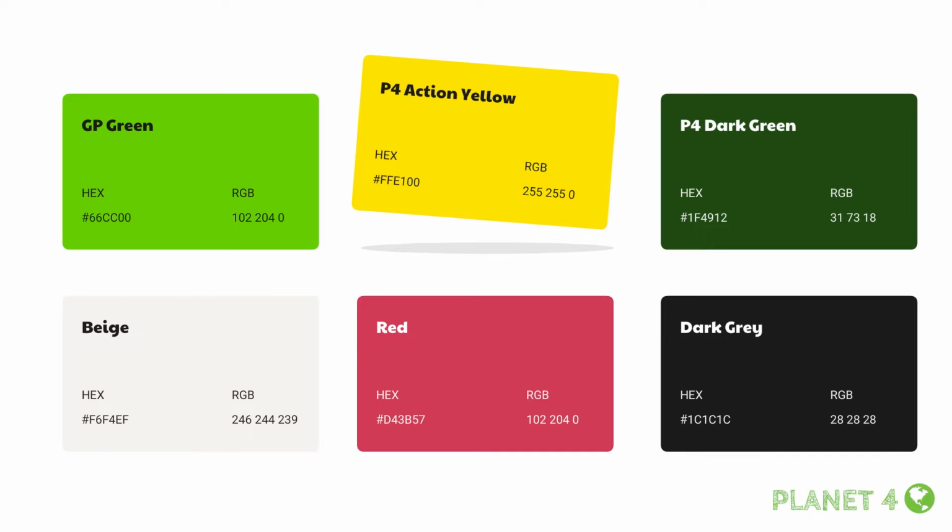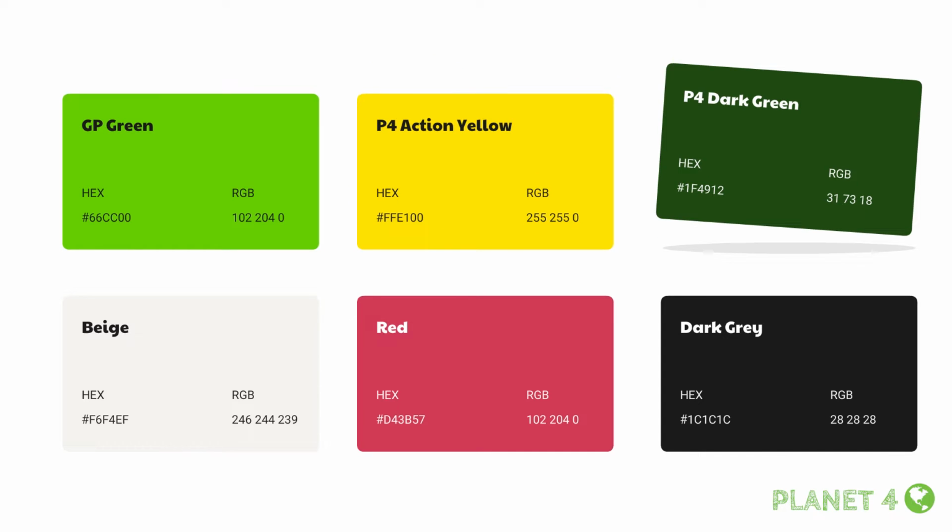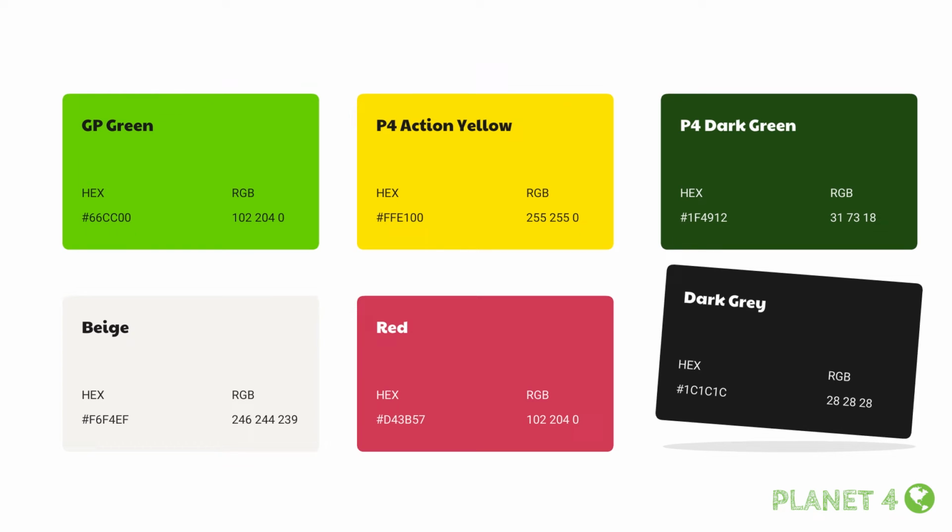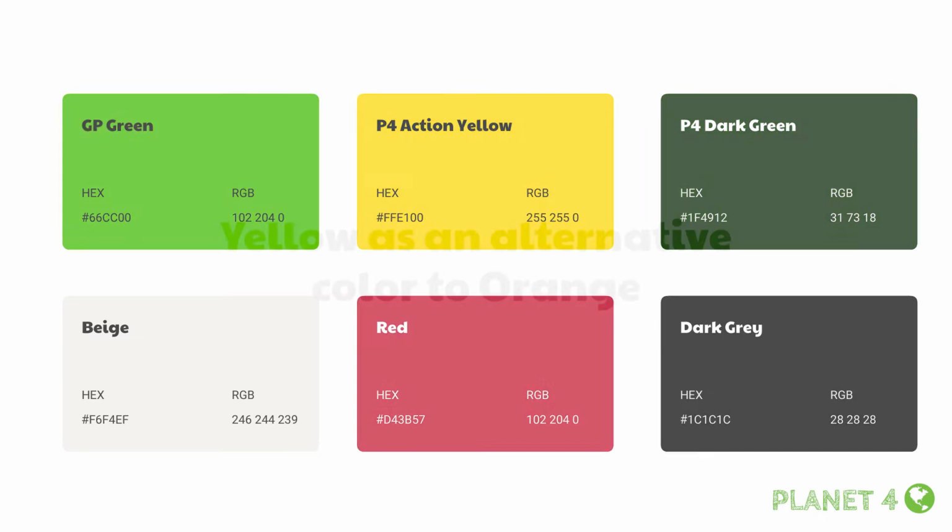We tweaked the P4 dark green because the first one proposed was a green-blue color and it was clashing with our green. And we made the dark gray less intense to enhance readability since it was similar to the pure black.